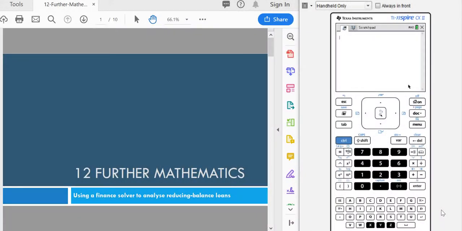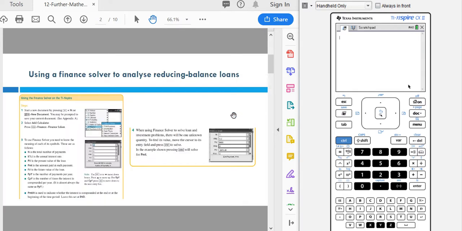Using Finance Solver to analyze reducing balance loans. Now guys, in this chapter, chapter 9, if you use your graphics calculator throughout, you won't have an issue getting these wrong, but you've got to really understand how to use your graphics calculator and what it means. So let's have a look at the features of the graphics calculator first.